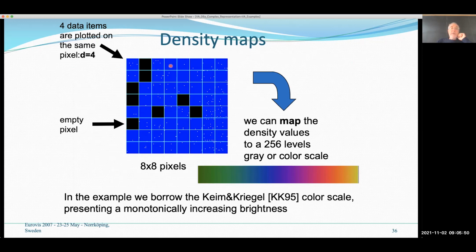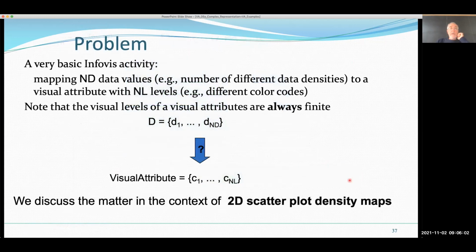And basically, you have to map this value to color codes. The higher the density of the pixel, the higher the value from the scale. And this is a very common problem, a very basic InfoVis activity. You have some data that exhibit data values, for instance, the number of different data densities.